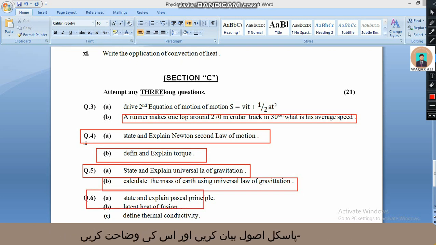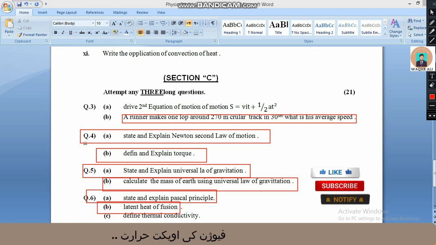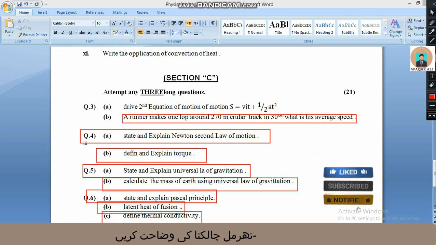Q. 6. A. State and explain Pascal principle. B. Latent heat of fusion. C. Define thermal conductivity.